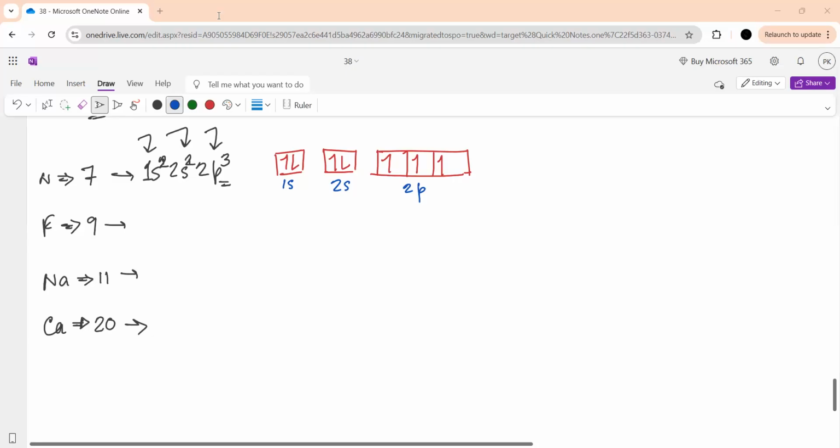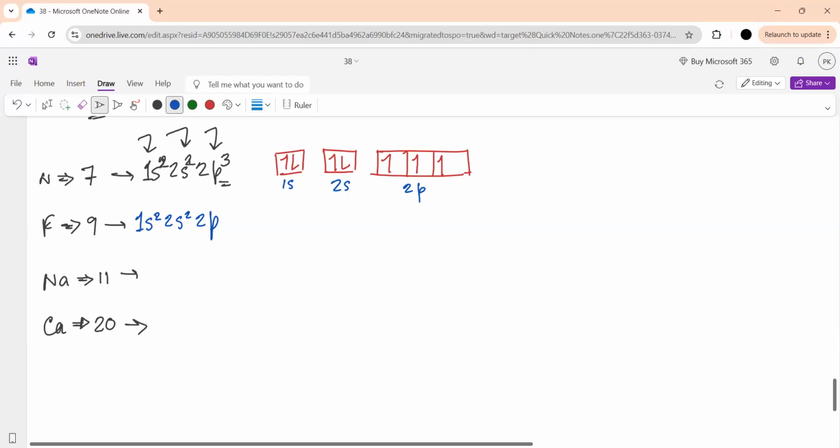Ma'am, for fluorine, I got 1s2, 2s2, 2p3, and 3s2. How many electrons can you accommodate in 2p? 3.